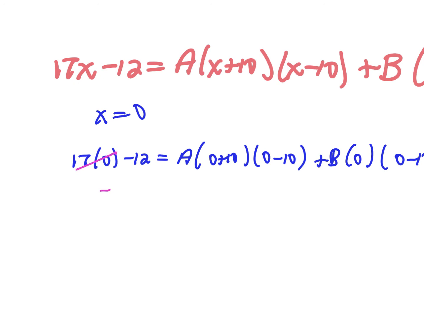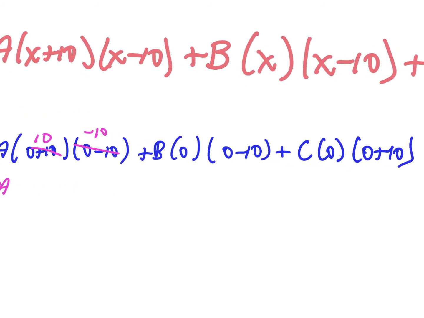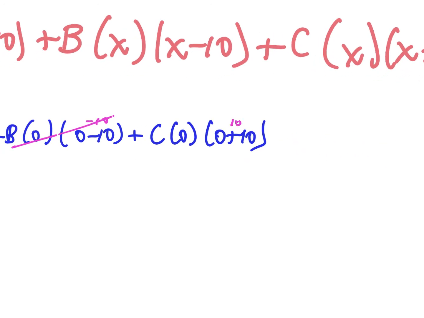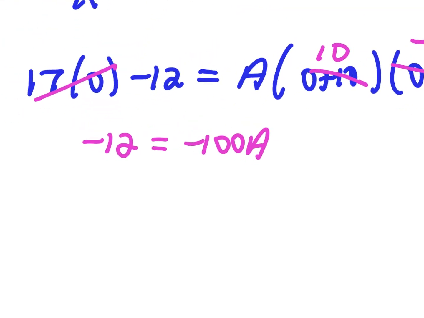When we simplify, what's 17 times 0? 0. So I have negative 12 equals, what's 0 plus 10? 10 times, what's 0 minus 10? Negative 10, good. So what's negative 10 times 10? Negative 100. So I have negative 100A. Agreed? Now what happens with B? It does, because this is negative 10, right? Well, what's 0 times negative 10? Oh, 0. Right here, this is 0 plus 10, so this is 10. What's 0 times positive 10? 0. So all we have right here, guys, is this.